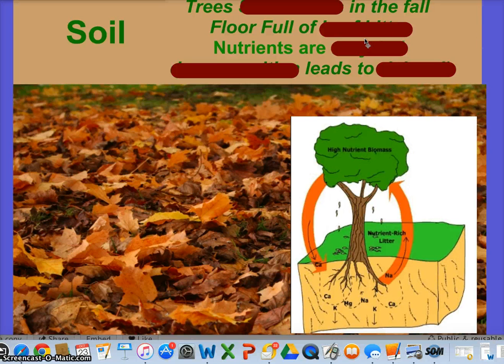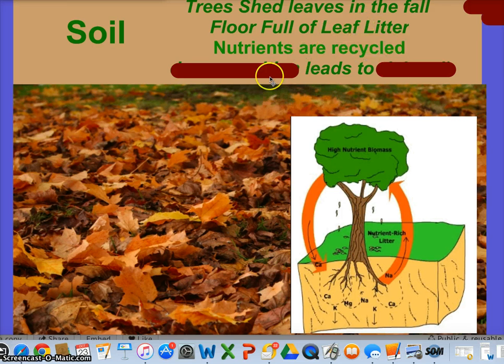I mean, a deciduous, we already know. Rich. Because of the seasons, the trees shed their leaves in the fall, and the floor is full of what they call leaf litter. So it's massive amounts of organic matter, and the nutrients are then recycled, and decomposition leads to rich, fertile soil.